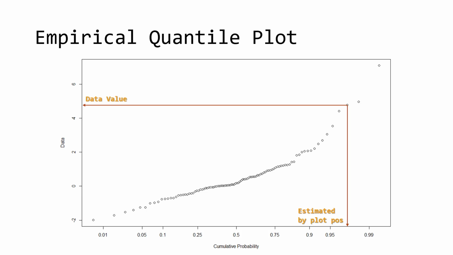Recall plotting positions from some of our earlier lessons. Plotting positions are an empirical way of representing data and much in the same way represent the same thing as an eCDF, but there's a few key differences. 1, probability is on the x-axis instead of the y. 2, the probability axis is not linear and it's been stretched or transformed. And 3, the largest value does not have a cumulative probability of 1.